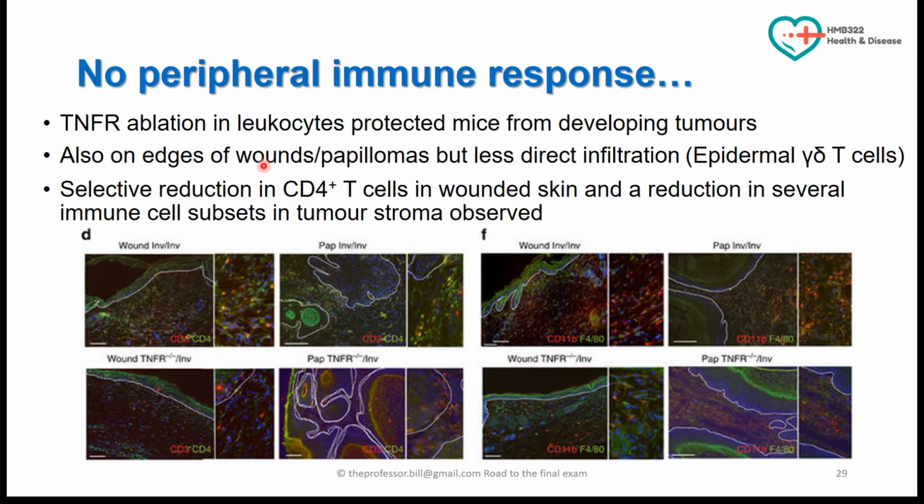immunocytochemistry on the wounds as well as on the papillomas. And one of the things that they started to see at the edges of these were these gamma delta T cells. And again, really interesting because there wasn't a lot known about these particular gamma delta T cells about 3 years ago. They also saw a reduction of the CD4 positive cells. So we started off with general CD45 positive cells, but CD4 positive T cells were also selectively reduced in this double knockout mouse model where there are no TNF receptors at all.